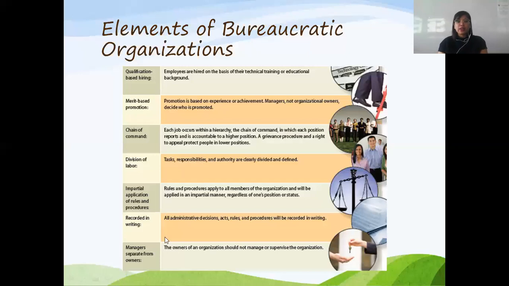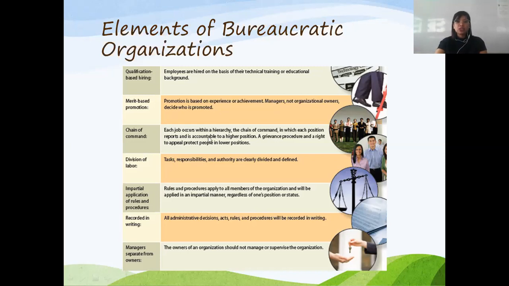Here are the elements of bureaucratic organization. First, qualification-based hiring: employees are hired on the basis of their technical training or educational background. Then there is merit-based promotion, wherein promotion is based on experience or achievement. Managers, not organizational owners, decide who is promoted. Because sometimes, if the organizational owners were tasked to decide on the promotion, they may choose a relative or close friend, even if it is not aligned with the job description of the job to be given to the person being promoted. There will also be bias. So, the ones deciding here are the managers, wherein the decision will be based on experience and achievement.